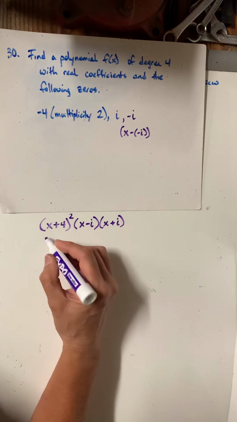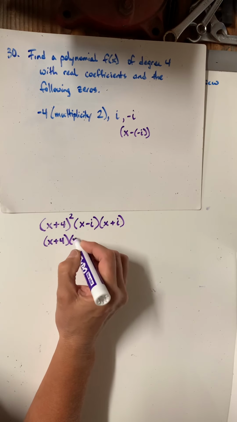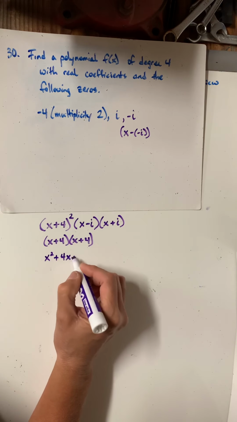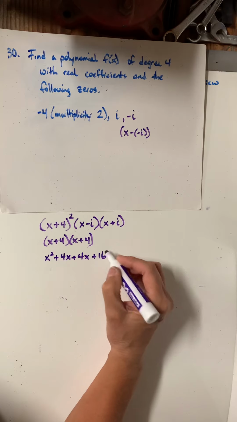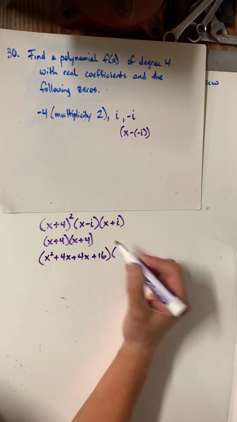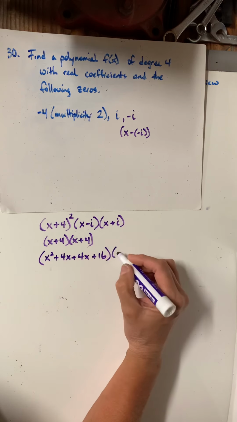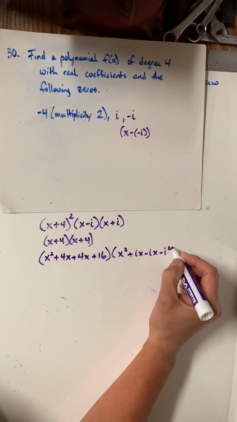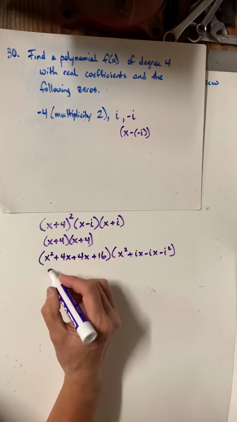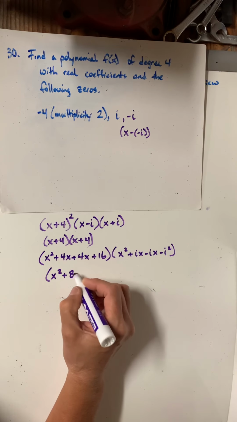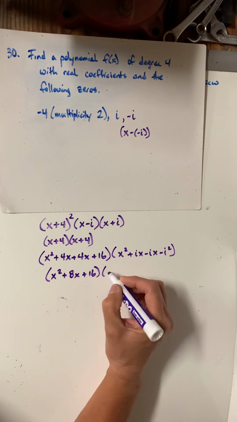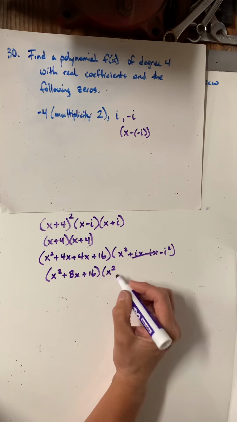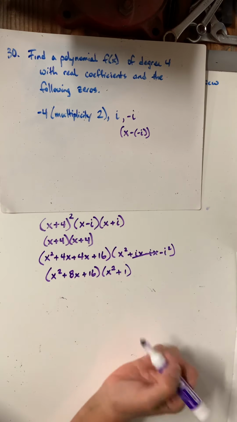So for starters, I'm going to do the x plus 4 times itself. So I'll need to FOIL that. So I get x squared plus 4x plus 4x plus 16. Now that whole thing is eventually going to be multiplied by these guys, which I will also FOIL. So I get x squared plus ix minus ix minus i squared. All right, let's do some simplifying. So x squared plus 8x plus 16 times x squared. These two cancel. i squared is -1. I have a -1, so that'd be plus 1. And now I have to multiply these out.